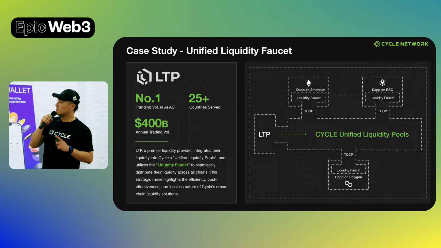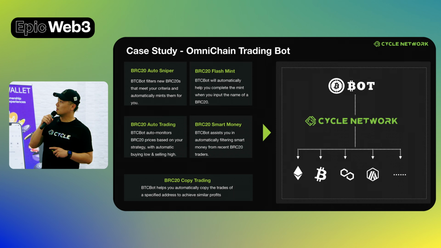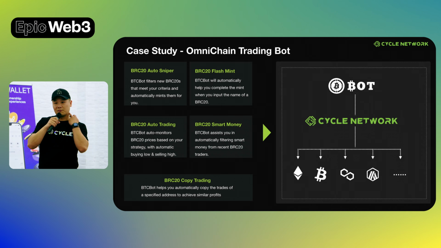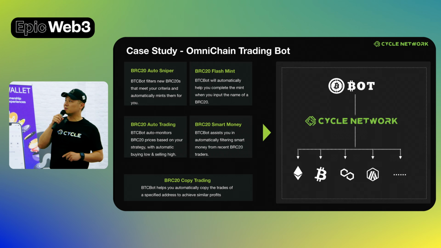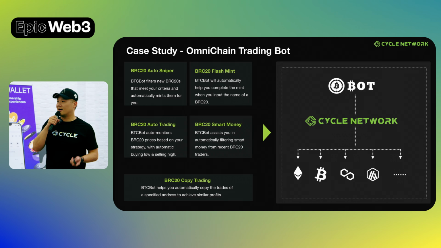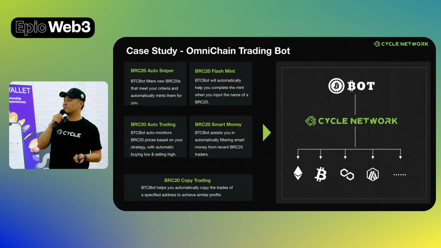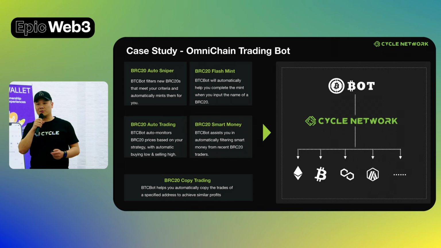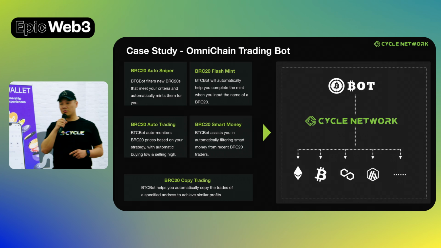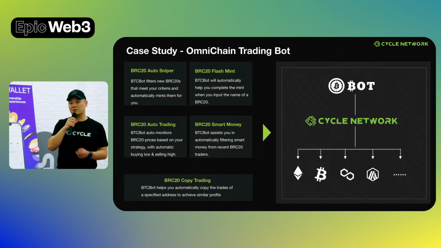And let's move to the number 3 case. It's about an omni-chain trading bot. Before, the BTC bot was only focusing on the BRC20s. They got auto sniper, and you can do flash mint, auto trading, and you can follow the smart money, and even do copy trading, things like that. And now we help them extend to all the other chains, to monitor everything.